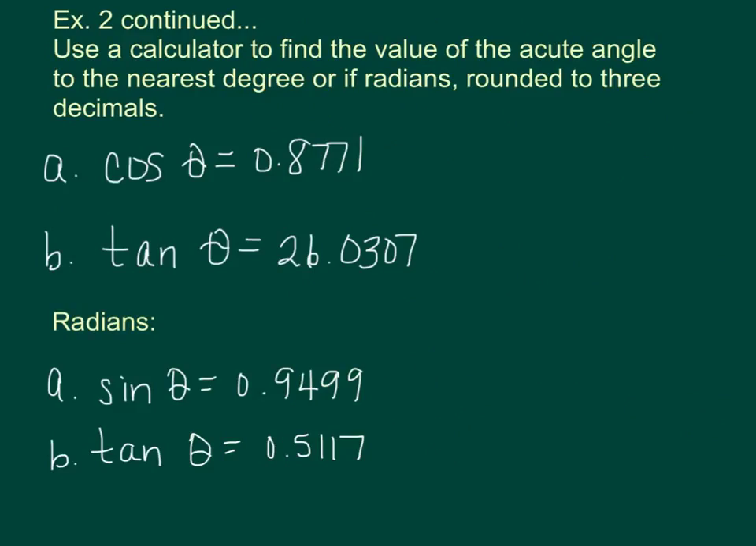Now, this is example 2. Continue. Let's say you don't have the angle and you have to find it. Then you have to do something a little bit different with your calculator. First of all, the first 2 examples we're going to be in degree mode. So change it back. Mode is degree.